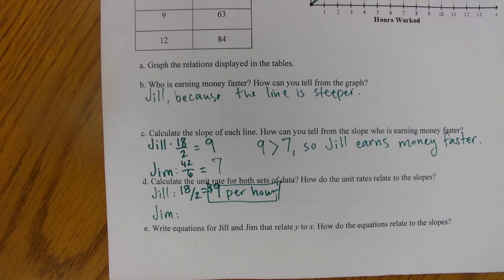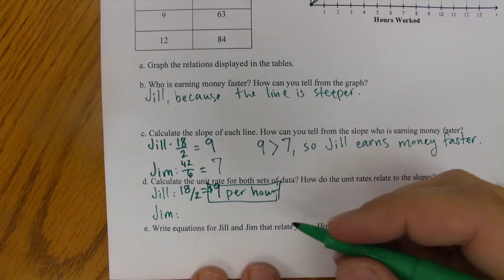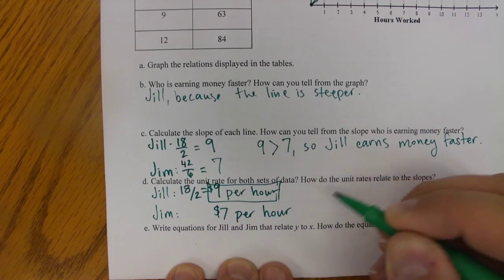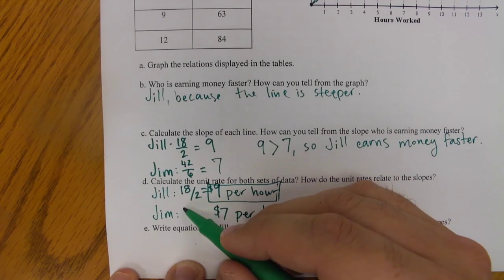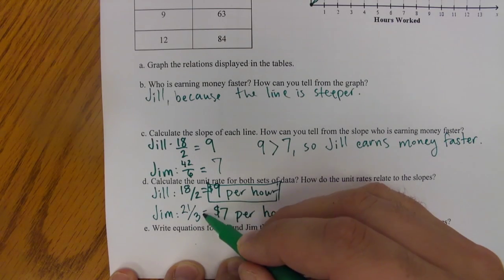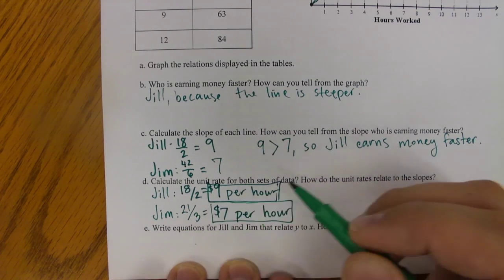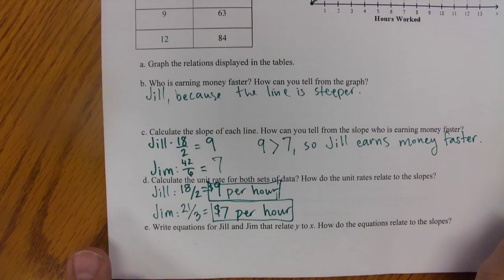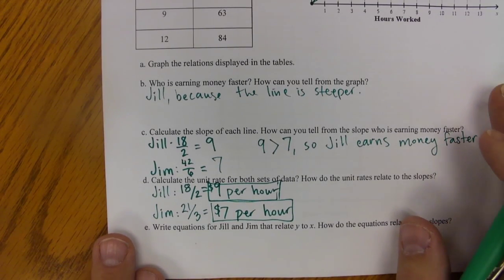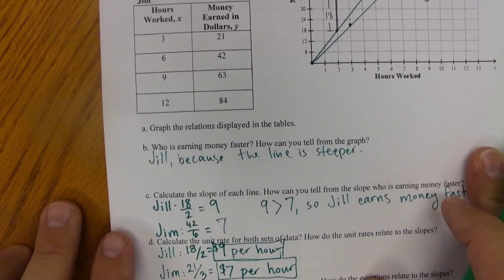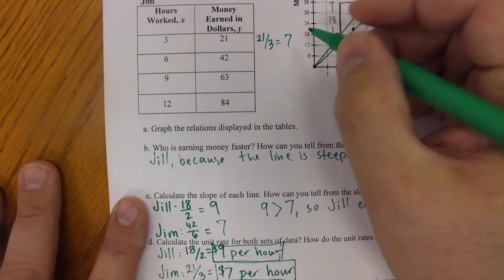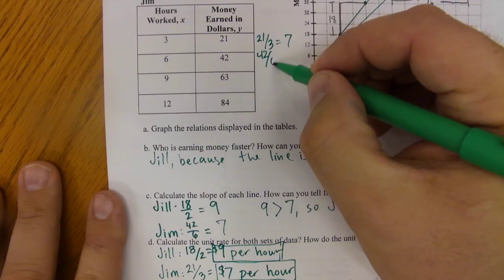What about for Jim? What would be Jim's unit rate? Jim's unit rate would be $7 in 1 hour. I decided to use $21 in 3 hours, and I divided each by 3. Okay. So you took $21 in 3 hours and used that to get $7 per hour. Good. So the unit rate for Jill is $9 per hour. The unit rate for Jim is $7 per hour. And of course, we're able to calculate these from the table. So Jill's was 21 over 3. So that's $7 per hour. You could have done 42 over 6, and that's also 7.